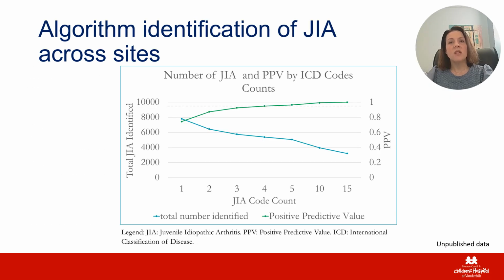So here you see the algorithm identification of JIA across all sites. You can see that across the x-axis, the JIA code count, as this increased, we see an increase in the PPV with a decrease in the total JIA identified. The dotted line is representing a PPV of 0.95, which you can see reflects a JIA code count of 4.